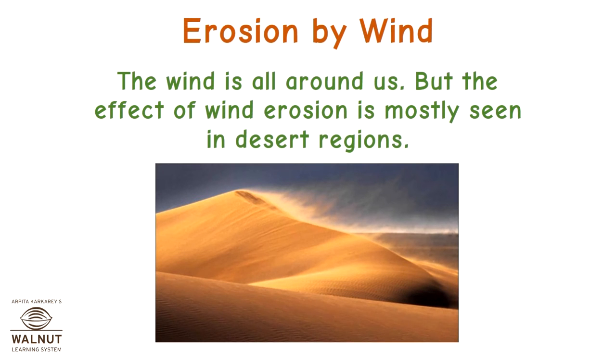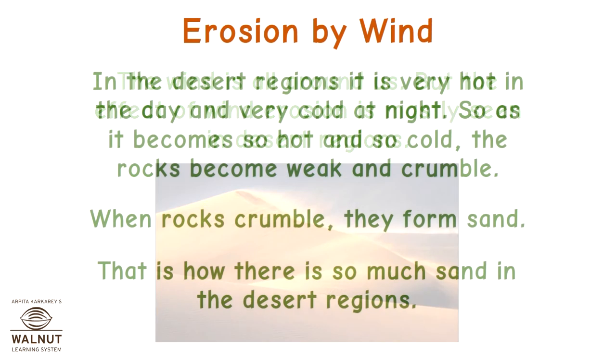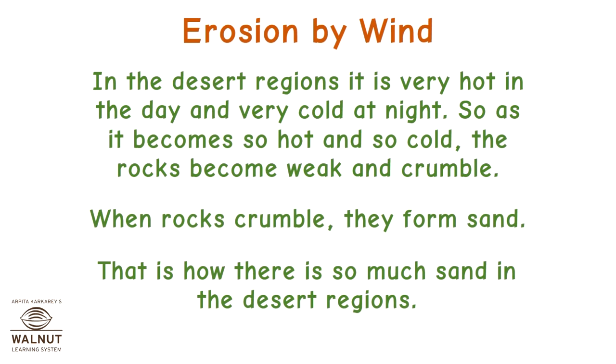Erosion by wind. The wind is all around us, but the effect of wind erosion is mostly seen in desert regions. In the desert regions, it is very hot in the day and very cold at night. So, as it becomes so hot and so cold, the rocks become weak and crumble. When rocks crumble, they form sand. That is how there is so much sand in the desert regions.